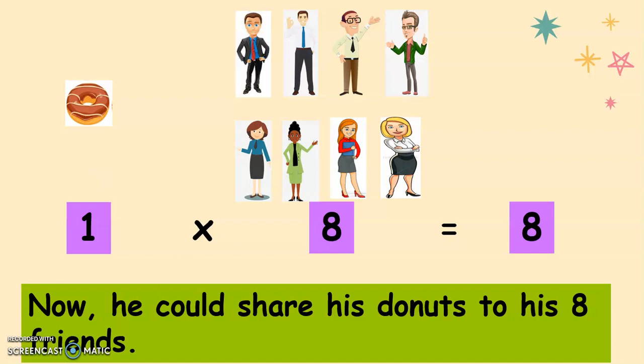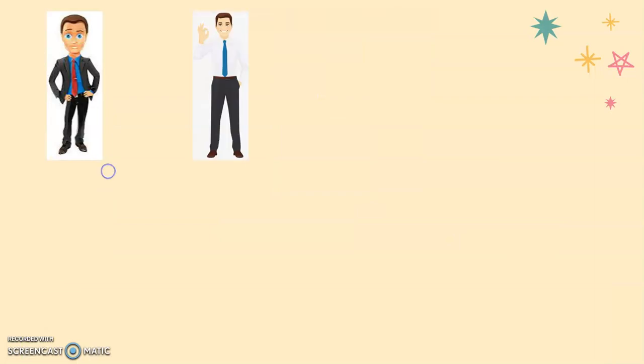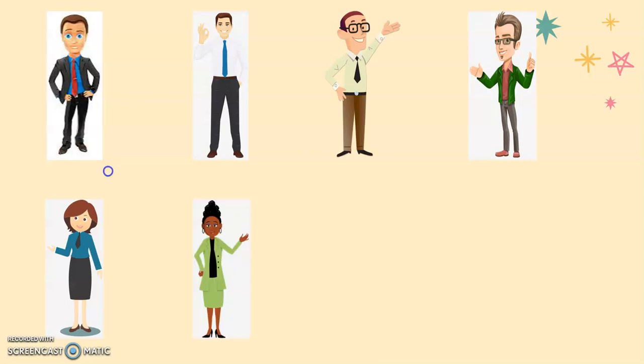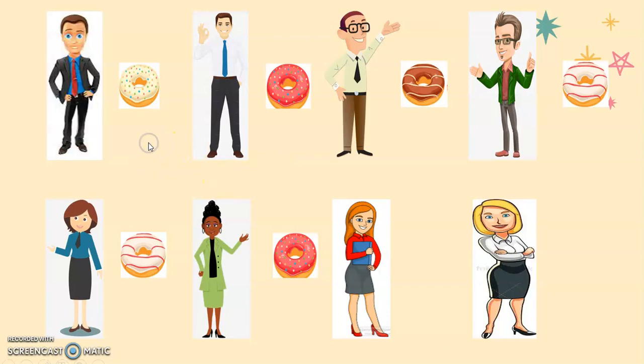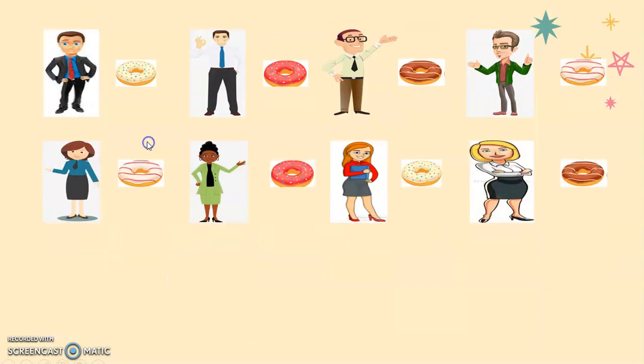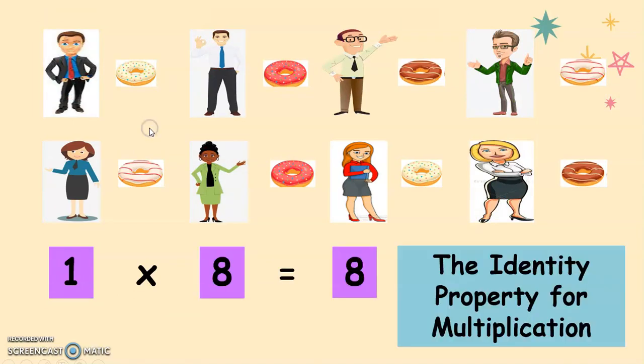Now, he could share his donuts to his 8 friends. His friend, another friend, another friend, another friend, another friend, and all his friends. So, we got here his 8 friends. And he shared 1 donut for each of them. There you go. So, we have here again 1 times 8 equals 8. And this is what we call the identity property for multiplication.